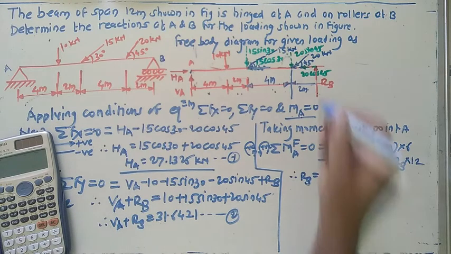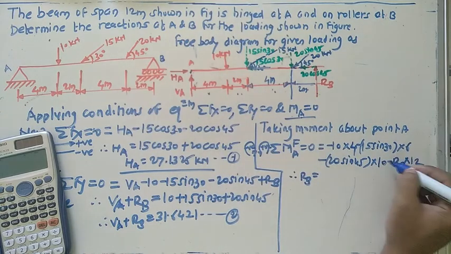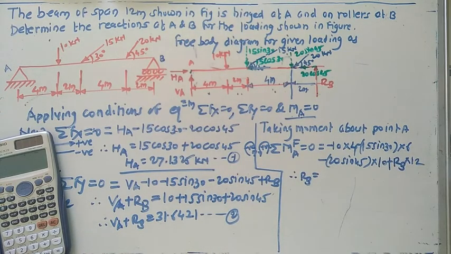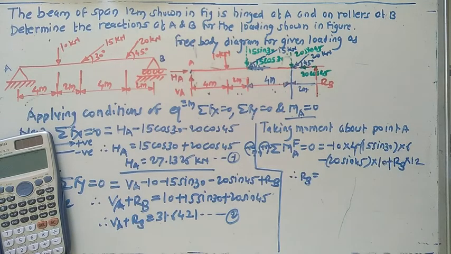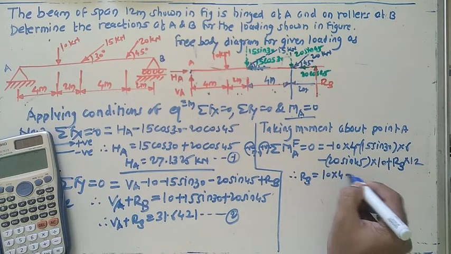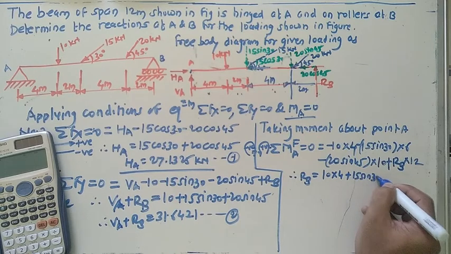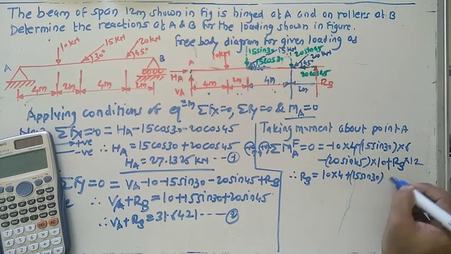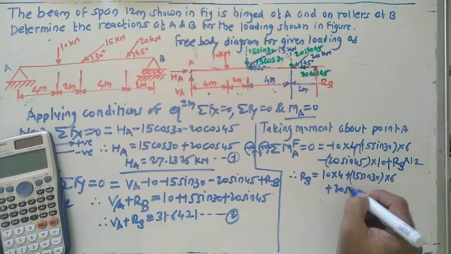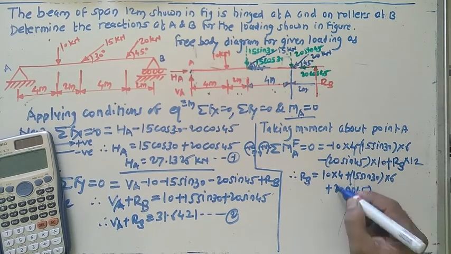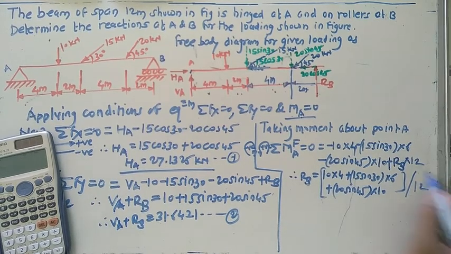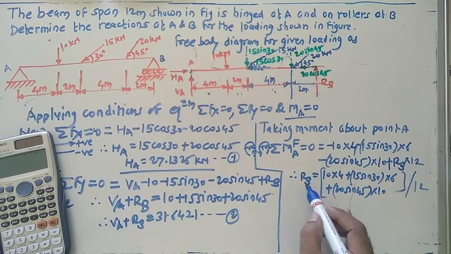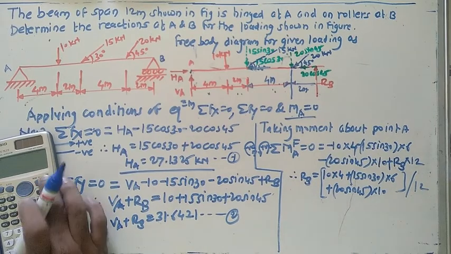Here RB turns about this point in the anti-clockwise direction. For that you need to use a positive sign. If I keep this term on one side and this term on the other side, this term automatically becomes positive. Here we get 10 multiplied by 4 plus 50 sin 30 multiplied by 6 plus 20 multiplied by sin 5 multiplied by 10, divided by 12, because RB is multiplied by 12, so 12 goes in the denominator.